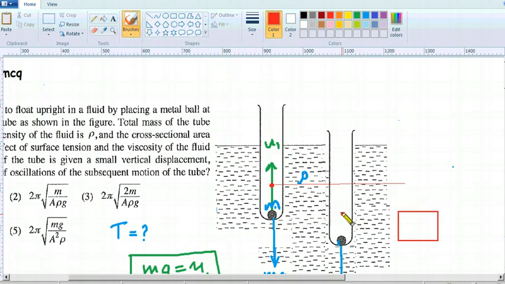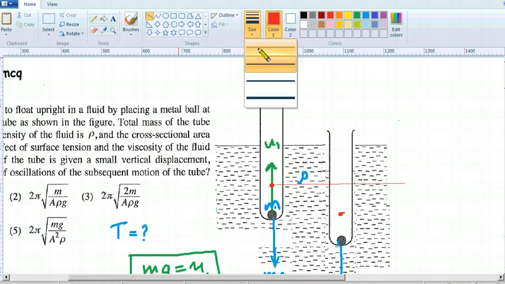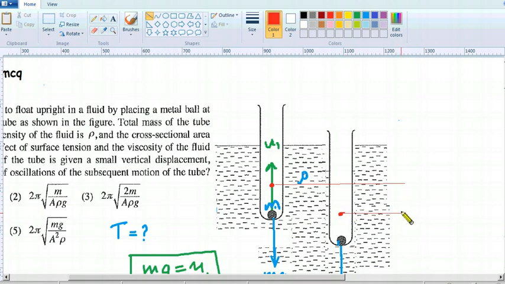I mark the center of gravity exactly at the exact place. So the level is this. After pushing the tube down, the location of the center of gravity is at this level. So what is this length? That is what we call the displacement of the center of gravity.